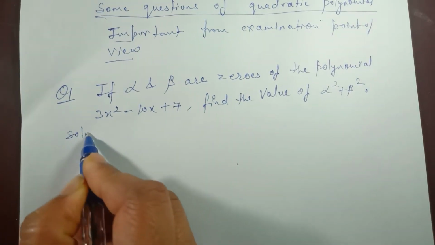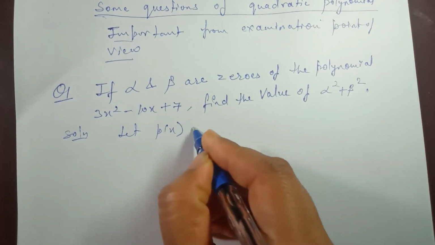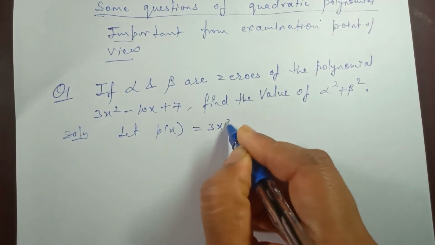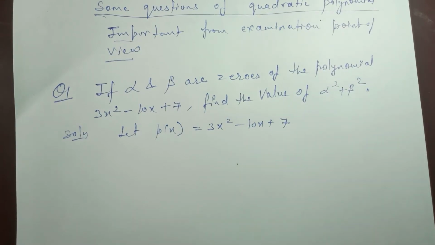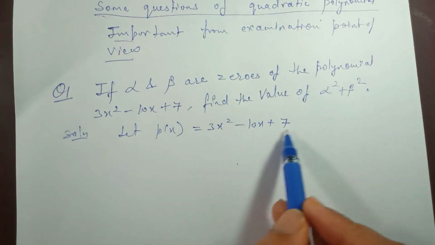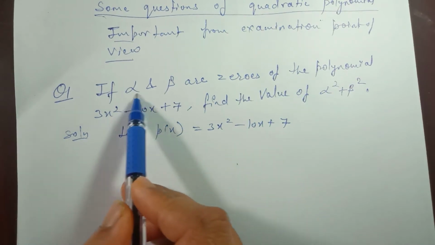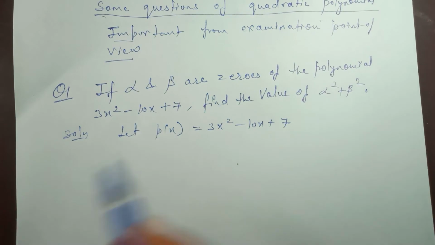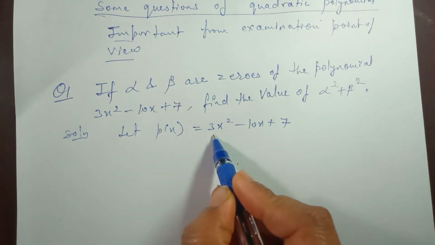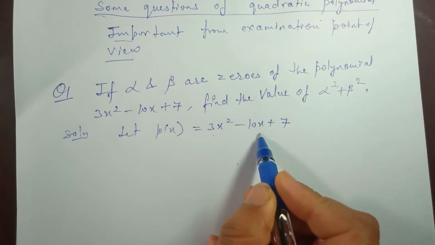Let the given polynomial be p(x), that is p(x) equals 3x square minus 10x plus 7. First of all we have to find its zeros, and we will denote its zeros by alpha and beta. Then we have to find the value of this. So first we're going to use the factorization method for finding the values of alpha and beta.